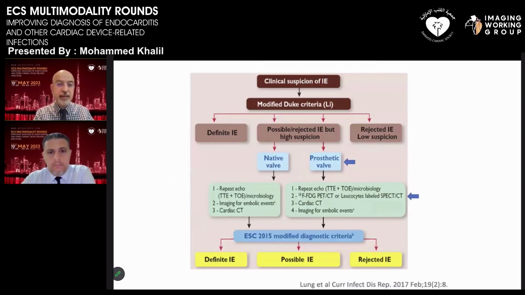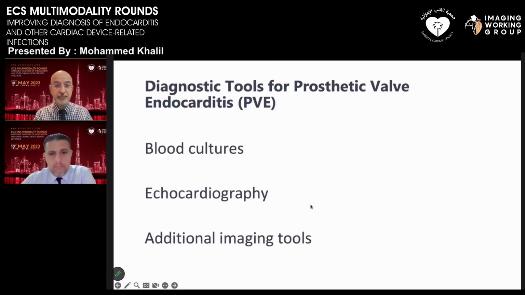This is the diagram or illustration taken from European society guidelines for approaching patients with suspicion for infective valve endocarditis, similar to what I showed you, but here they emphasize the fact that for patients with prosthetic valve endocarditis, we cannot stop. Always repeat the TEE if suspicion is still there, and consider cardiac CT and FDG. And this is part of the guidelines as well.